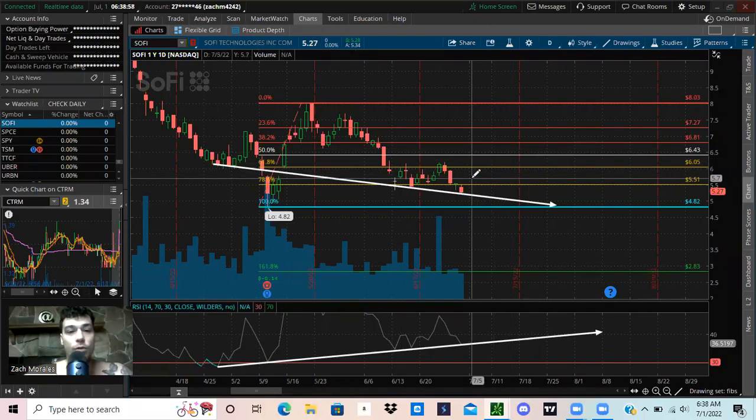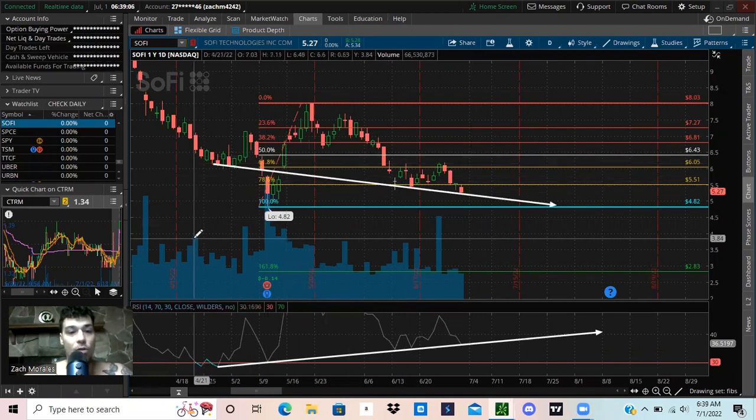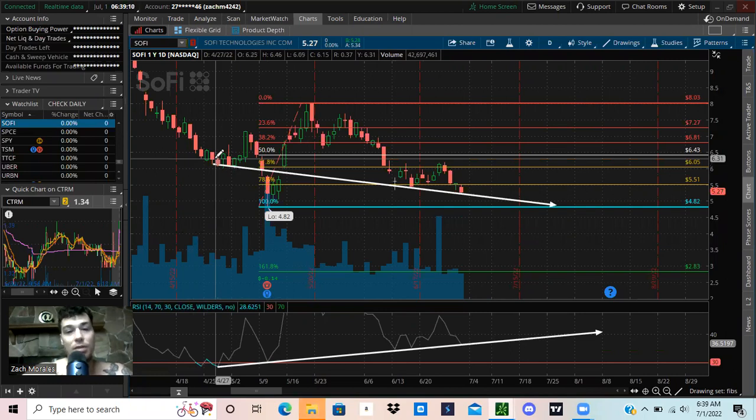We're going to be looking at SOFI on the daily chart. We're going to go over some key and major support and resistance levels using the Fibonacci retracements. And also, we're going to highlight some bullish divergence, which could be a potential entry for a short-term swing trade, okay?